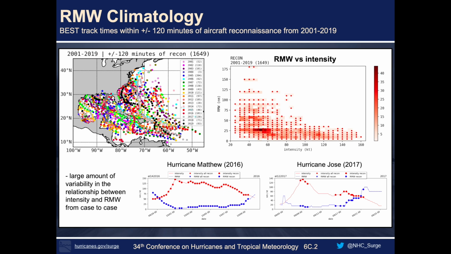And you can see that for the stronger storms, the RMW is a lot smaller, and there's a lot of variance in RMW for the weaker systems. The two figures on the bottom illustrate that sometimes you have a very clear relationship between intensity and RMW, as was the case for Hurricane Matthew in 2016. But then for other cases, there are obviously other factors that are affecting RMW, like for Hurricane Jose in 2017.